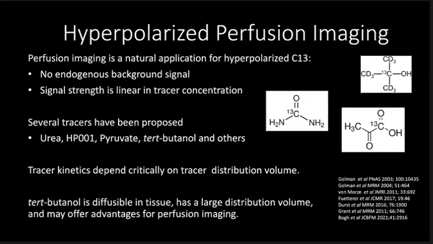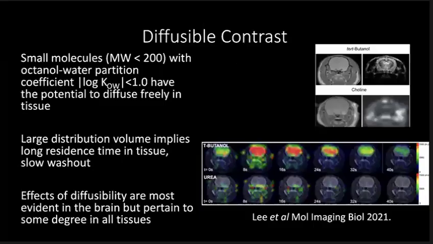The reason we chose this alcohol is because it has a large distribution volume in tissue. So it basically can diffuse everywhere, whereas these other tracers are more or less constrained to the vascular space and a little bit the extravascular, extracellular space. So here's just to set up the contrast between something like T-butanol, which is diffusible, as opposed to these other tracers, which are non-diffusible.